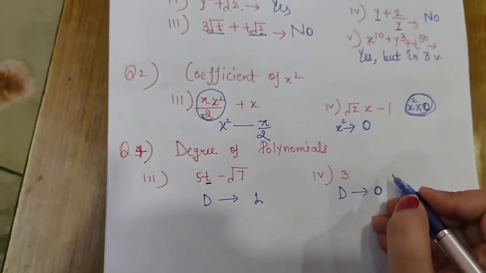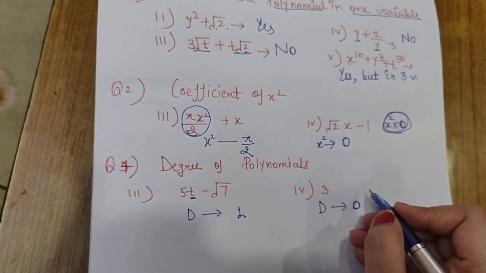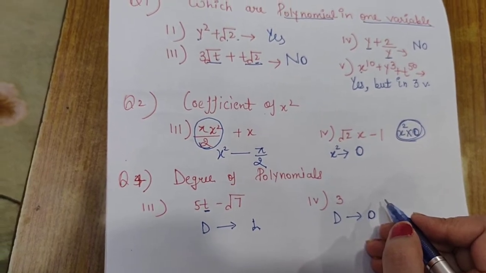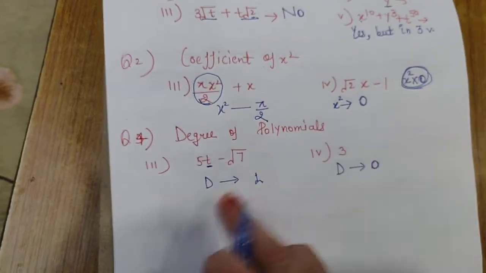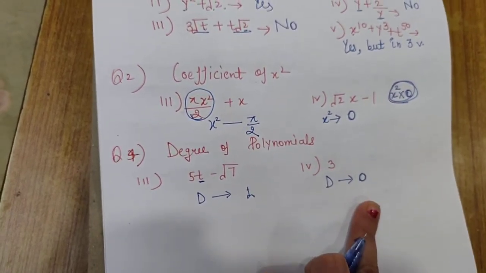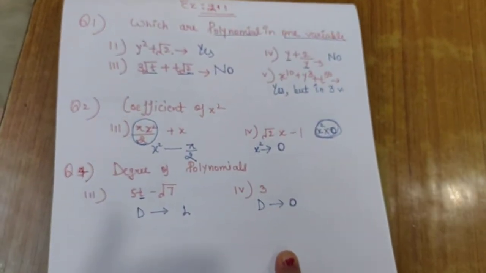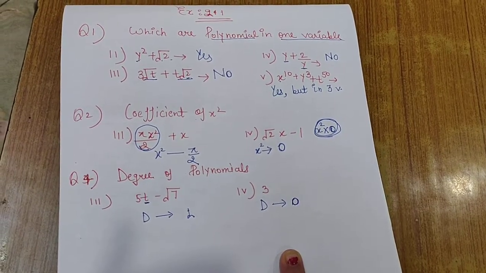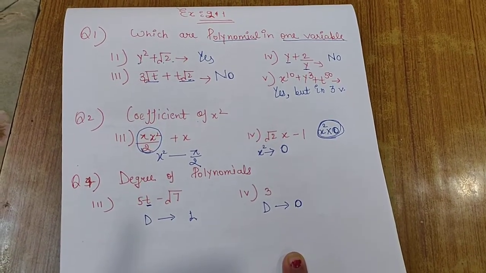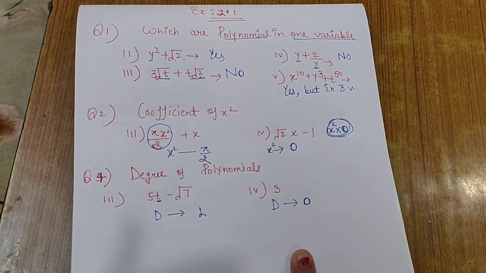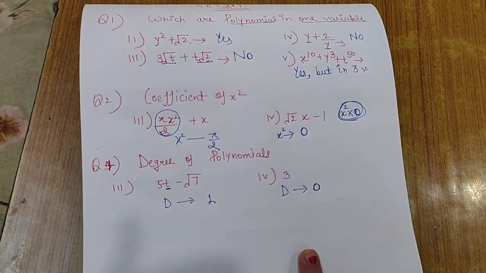And the last question is question number 5. You do it yourself, because in this question you have to classify the polynomials as linear, quadratic and cubic. If you know how to take out the degree, then according to the degree you can write the type of polynomial. I hope this exercise and all the topics are clear to you. So complete exercise 2.1, sorry, 2.1, not 1.1. Okay, and see the next part for the next exercise. Thank you.